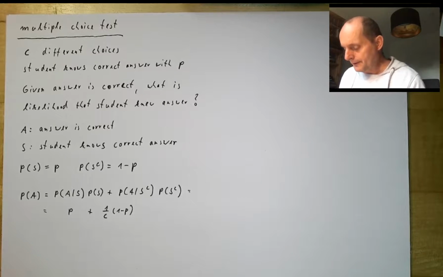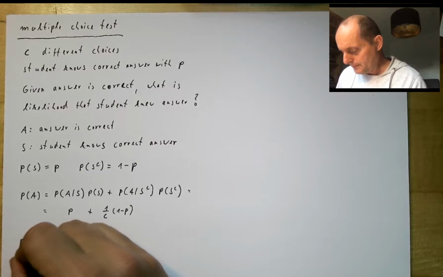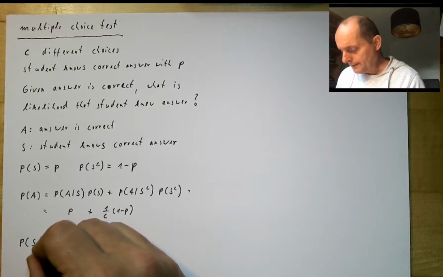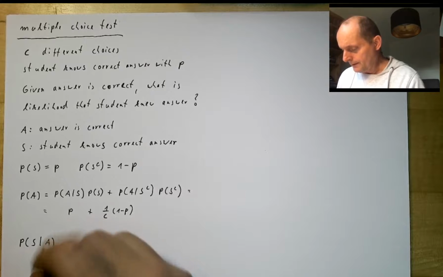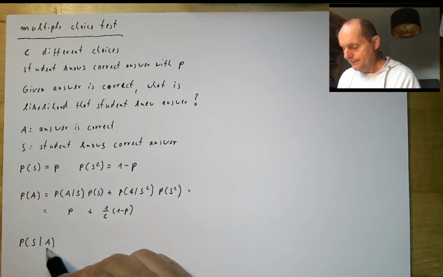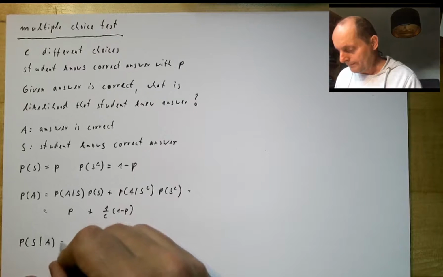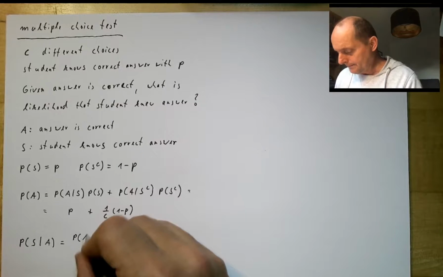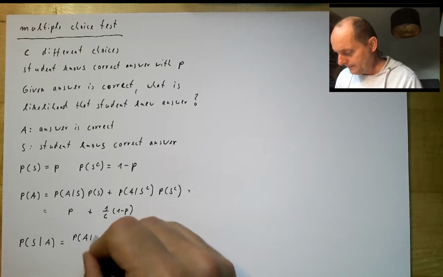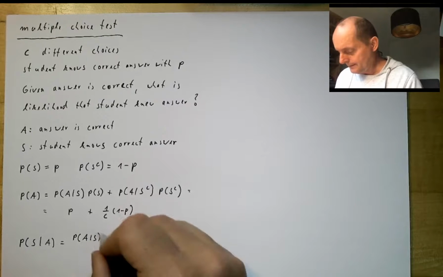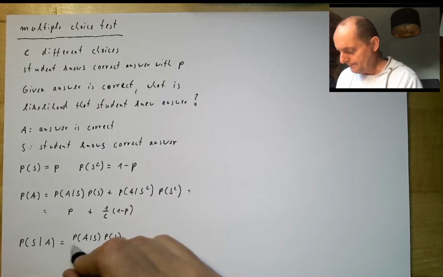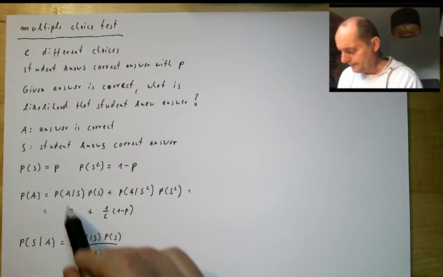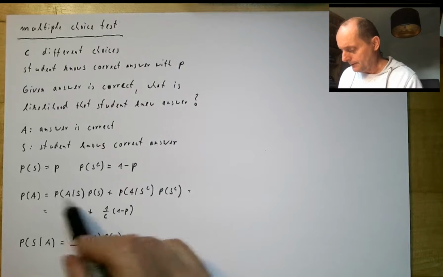Now we use the Bayes trick. So we say the probability that the student knew the correct answer given that he gave a correct answer. That's what I was interested in. So now that's the probability of A given S times the probability of S, divided by the probability of A. This was this partition thing, but I calculated this already.